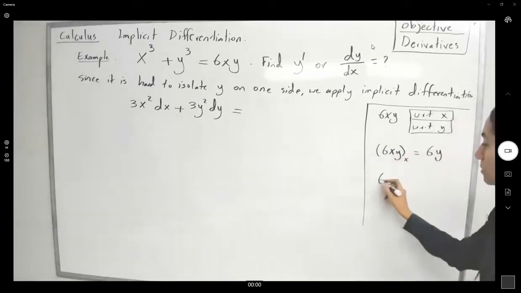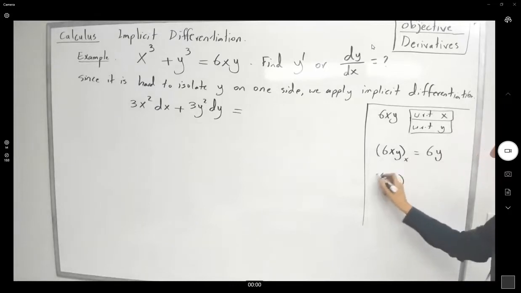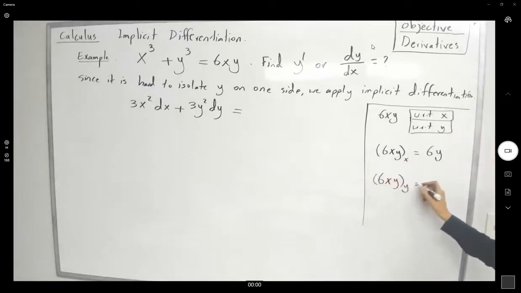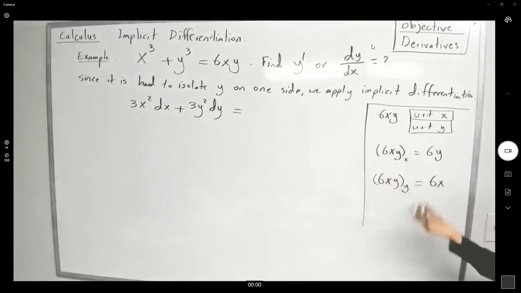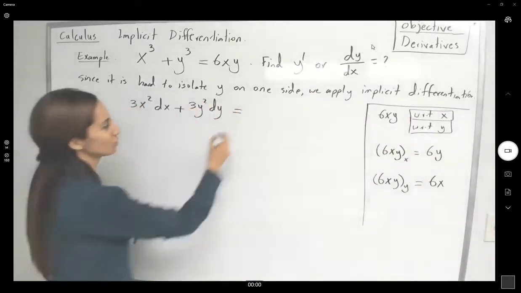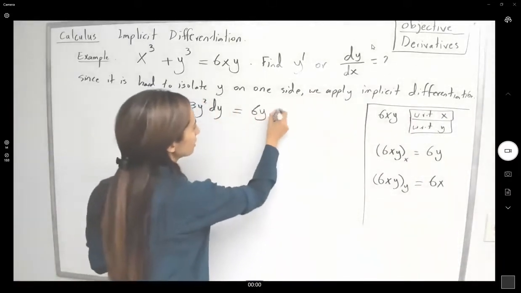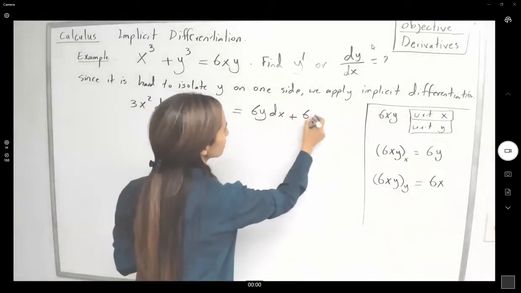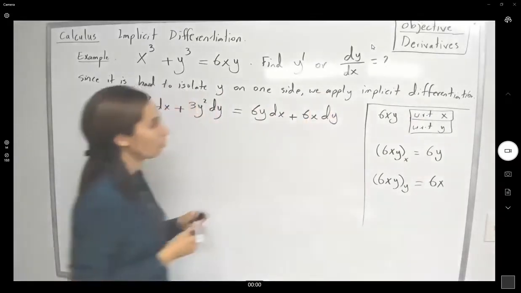To take the derivative with respect to y, your x is a constant. So it turns out this is just 6 times x. But since we have a product, we have to add these two derivatives together: 6y dx plus 6x dy.